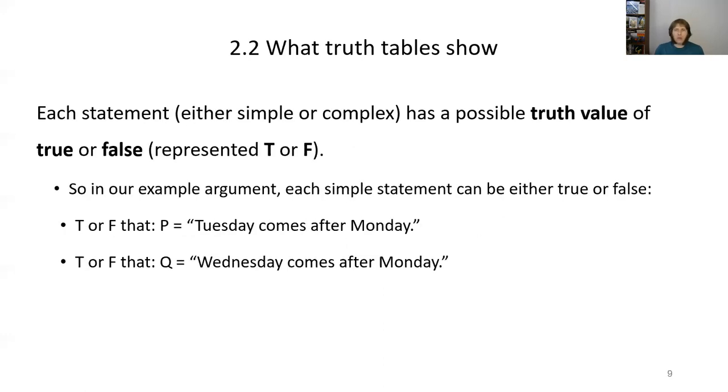So within our argument, we've got these simple statements. Tuesday comes after Monday. Wednesday comes after Monday. We're going to label those as P and Q, because of course we want to assign letters to all our simple statements. Now, every statement in an argument, when we're dealing with deduction, has a truth value. The truth value is simply the value of being either true or false.